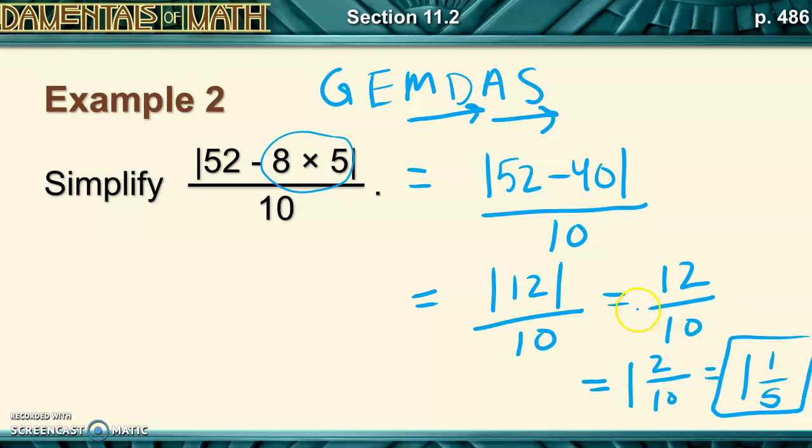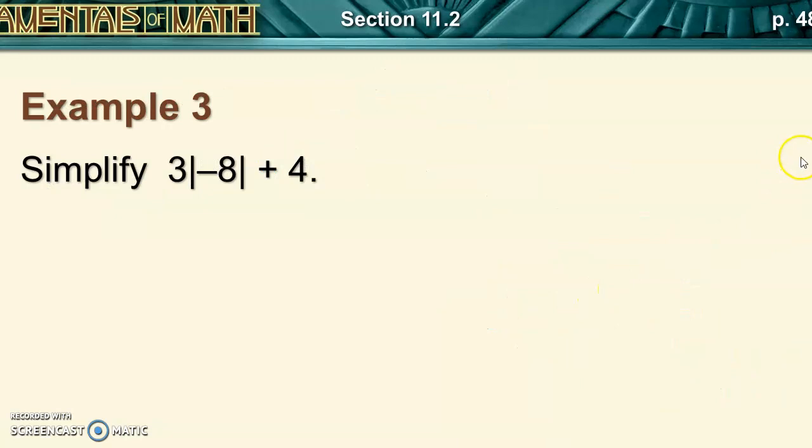Alright, so problems like this just happen step by step, one step at a time. We started with our absolute value, we had to simplify on the inside. We multiplied before we could subtract, and we got 40. We now subtracted to simplify the inside of our absolute value sign, and we got 12. The absolute value of 12 is 12, and 12 divided by 10 was an improper fraction, so we had to go lower. Let's go ahead and look at another example.